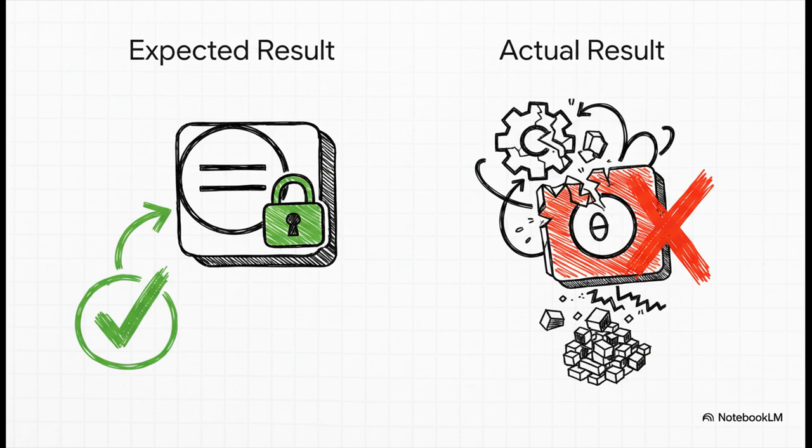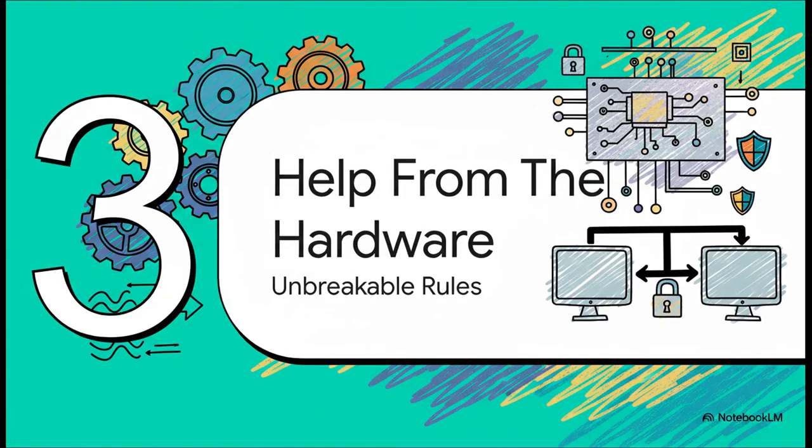And this is the critical takeaway. On modern hardware, purely software solutions for synchronization just aren't reliable enough. Okay, so if clever code on its own is broken, what do we do? We have to go deeper. We need to get help from the hardware itself. We need guarantees that are baked right into the silicon, rules that the CPU has no choice but to follow.